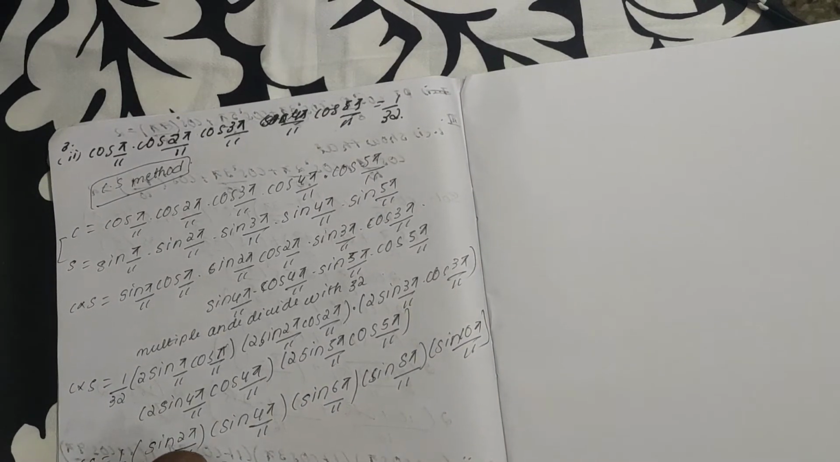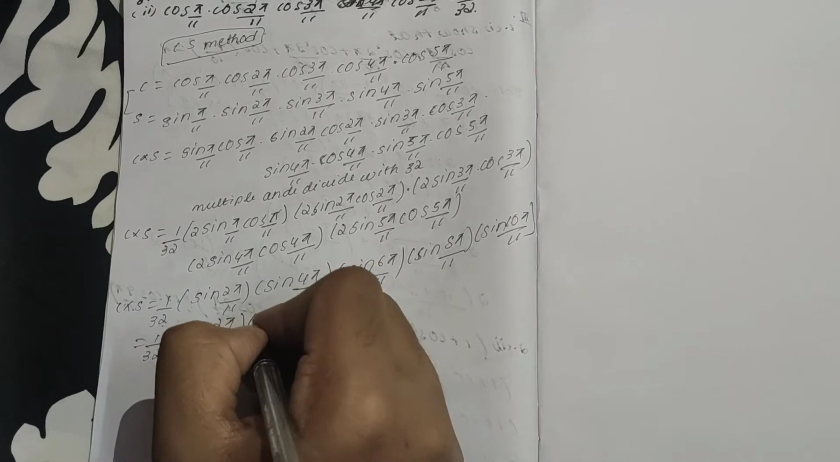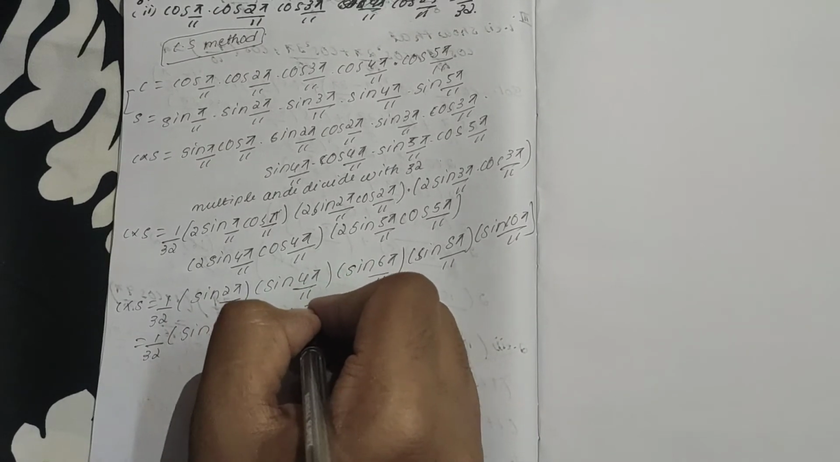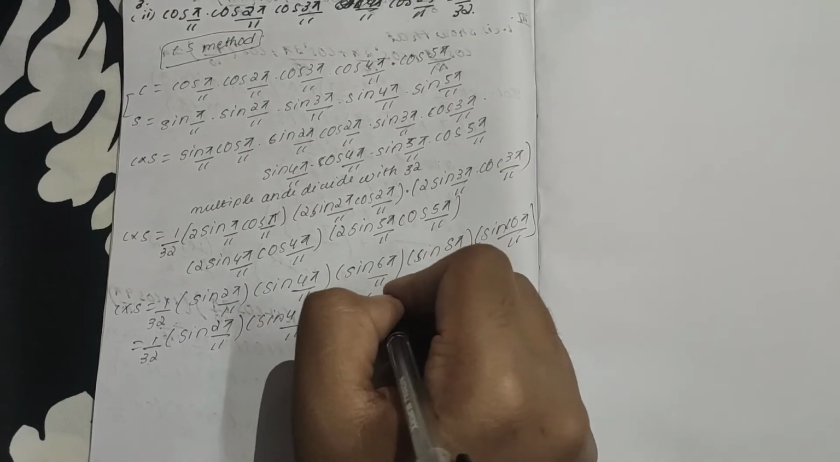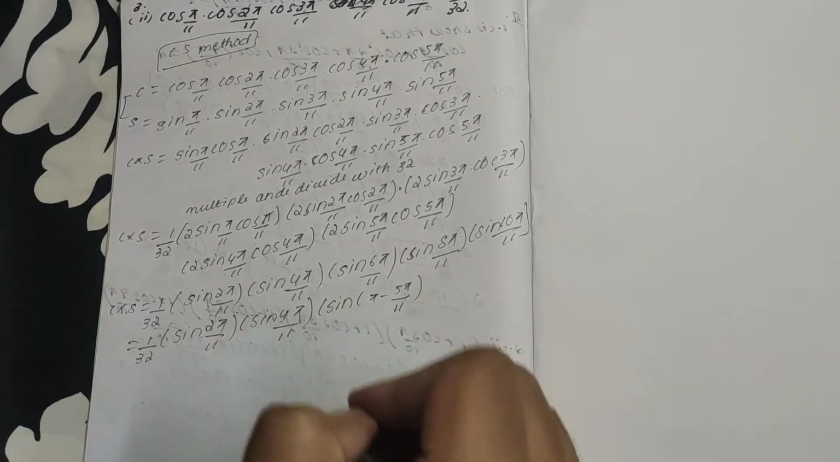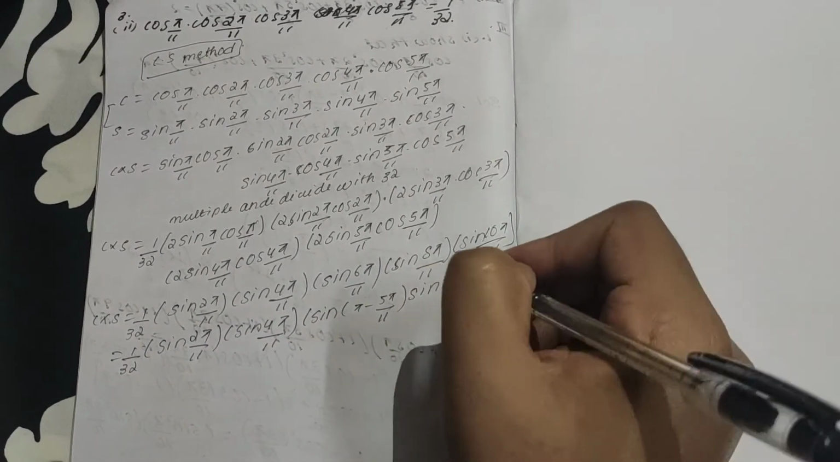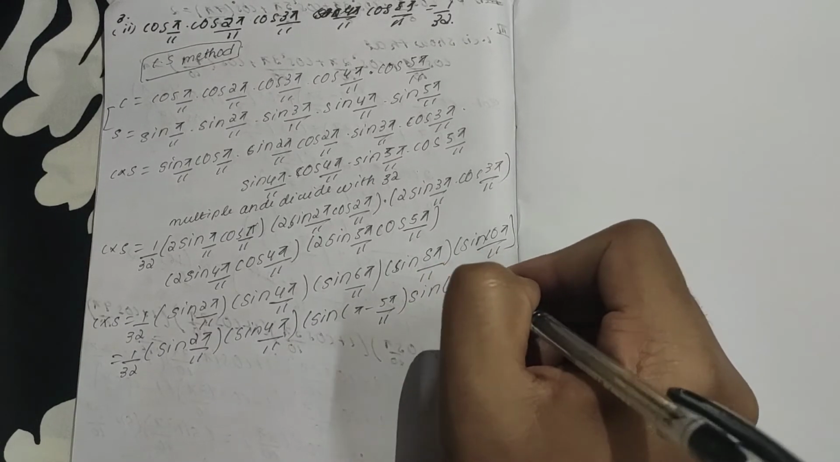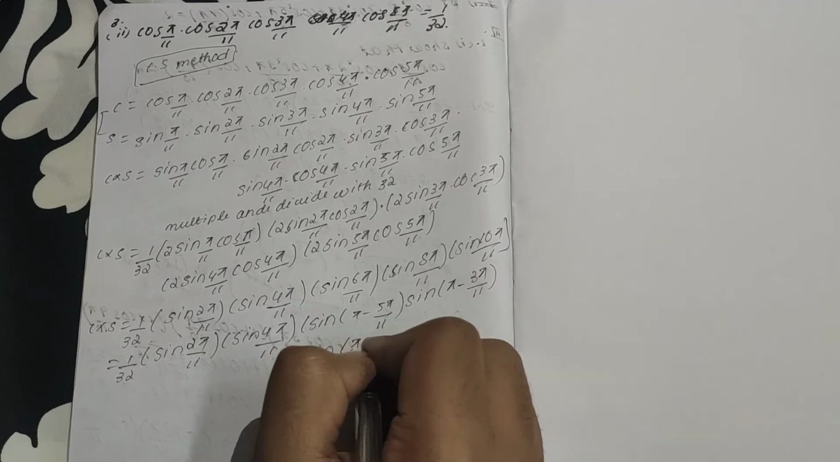1 by 32 into sine 2 pi by 11 into sine 4 pi by 11 into, this can be written as sine of pi minus pi by 11. So this is 6 pi by 11. This can be written as pi minus 3 pi by 11. Similarly, sine 10 pi by 11 can be written as pi minus pi by 11.